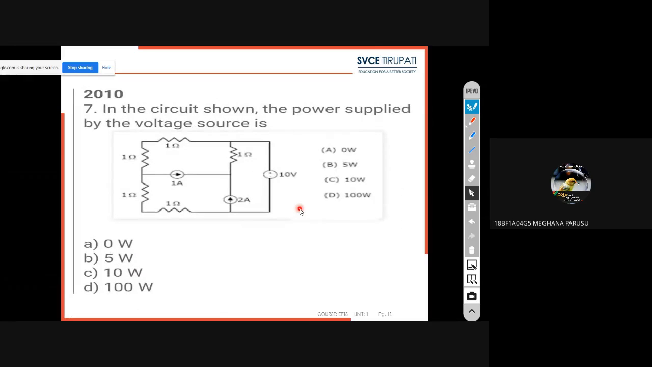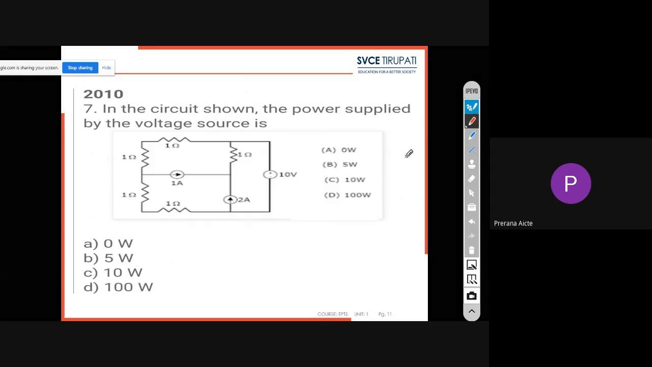So, the next one. In the circuit shown, the power supplied by the voltage source is... So what do we need to calculate here? Powers. The power supplied from the source.